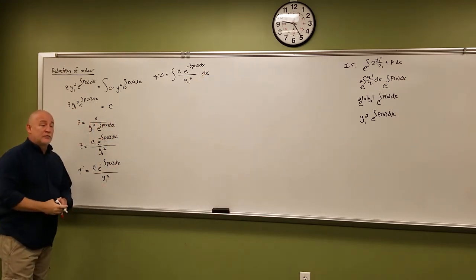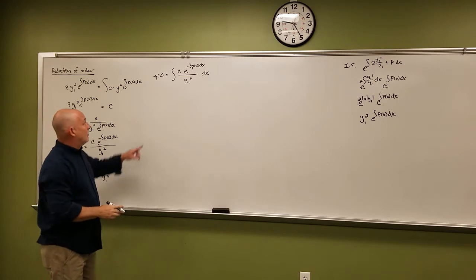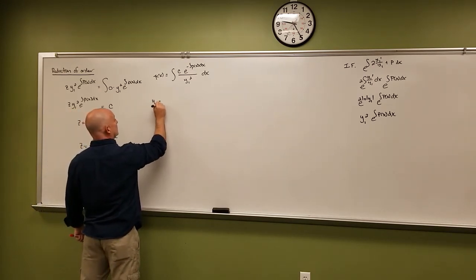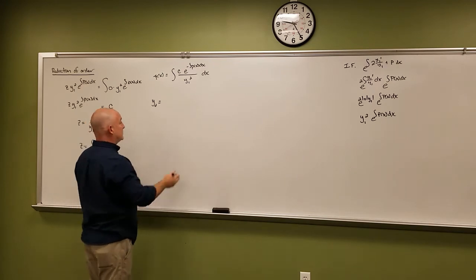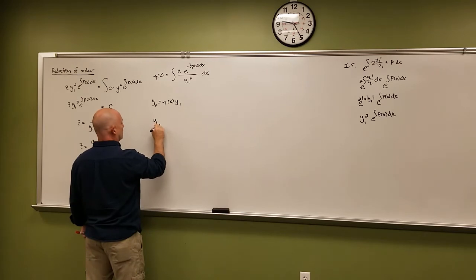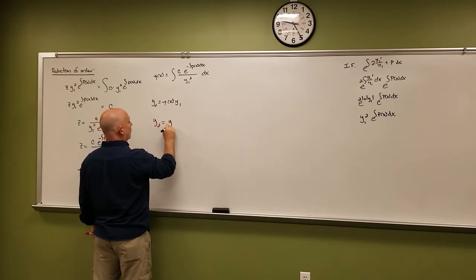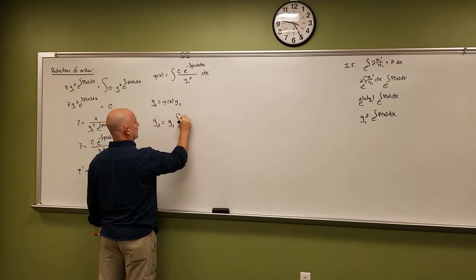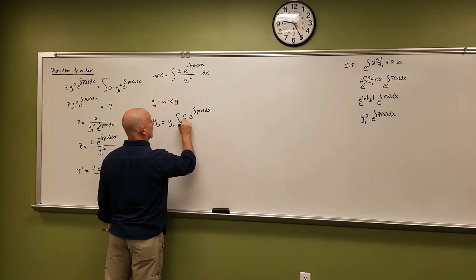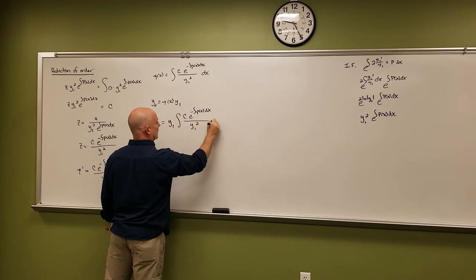All right, a few things that we need to talk about. Remember, that's just mu. So y2 is going to be equal to, by definition, what we said a second ago, mu of x times y1. So y2 will be y1 times the integral c e to the negative integral of p of x dx all over y1 squared dx.